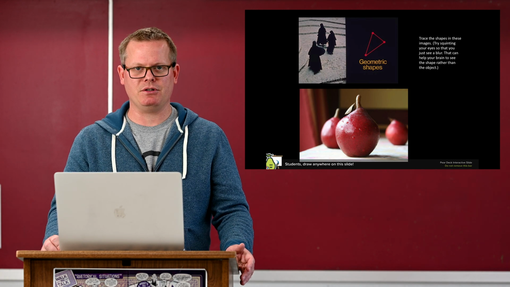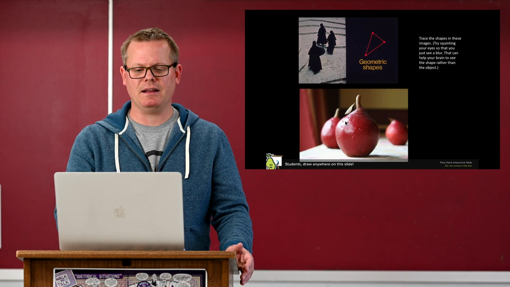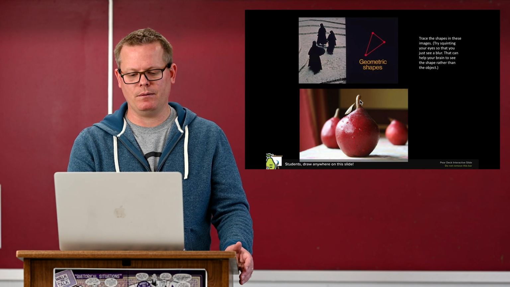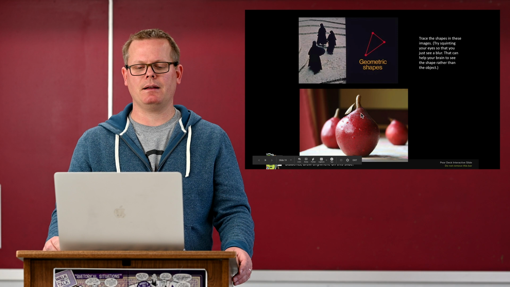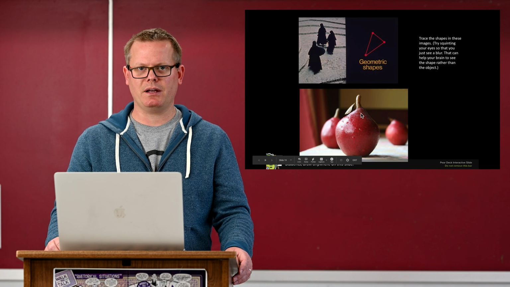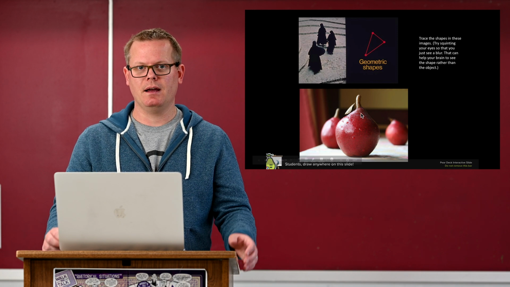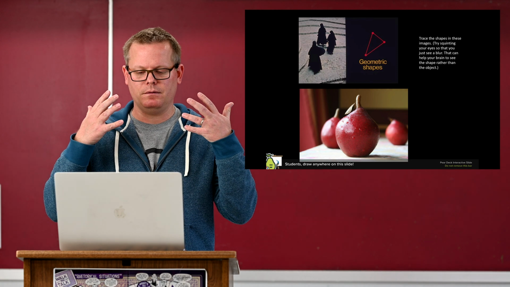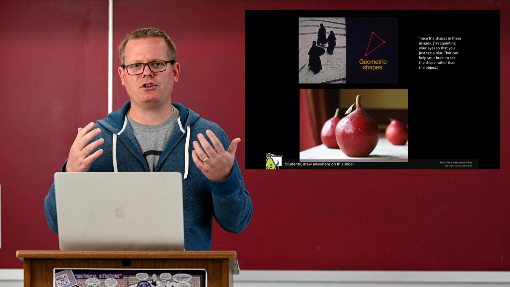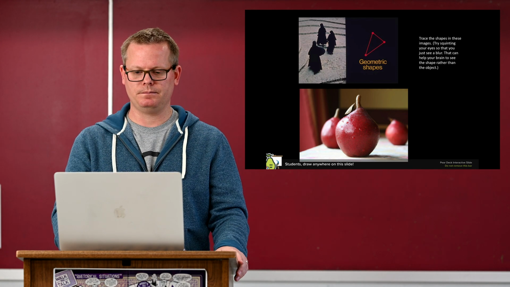Trace the shapes in the image if you're doing a Pear Deck. You can see, boom, boom, boom. We've got a little triangle there. We've got this shape here. Sometimes if you let your eyes blur out, so you're not looking at what it is, you're looking at what it looks like, let your eyes defocus, and then you'll see the shapes in a way that you wouldn't normally see them.